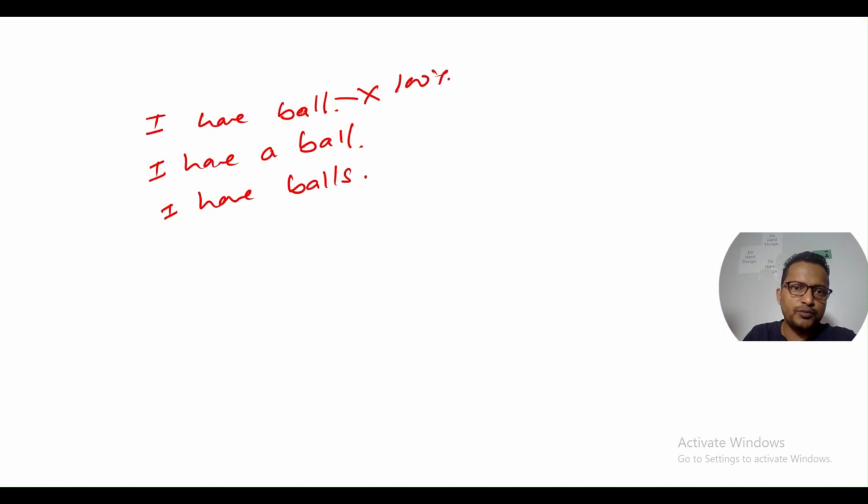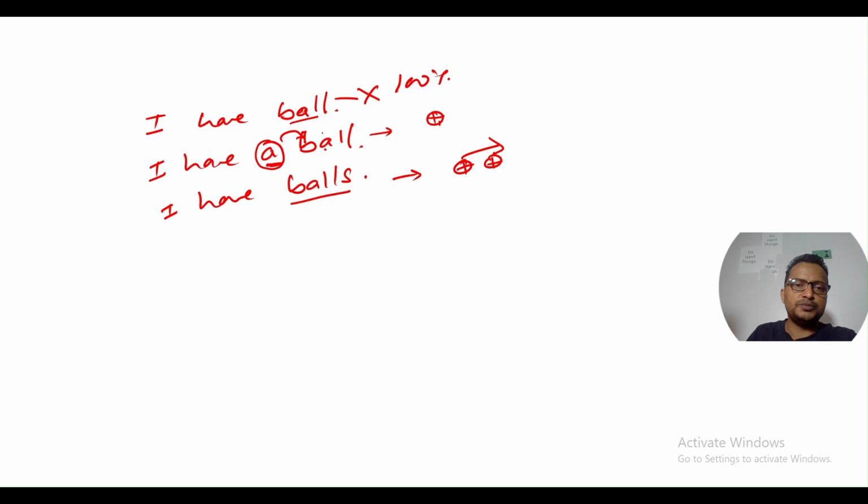Since ball is a countable noun, you should write either I have a ball, where you put a in front of that particular ball, which denotes that I have only one ball. If you don't want to use a in front of the ball, then you need to write I have balls. It means you must have more than one ball. We don't know how many, but at least more than one ball. So this is the application, guys.